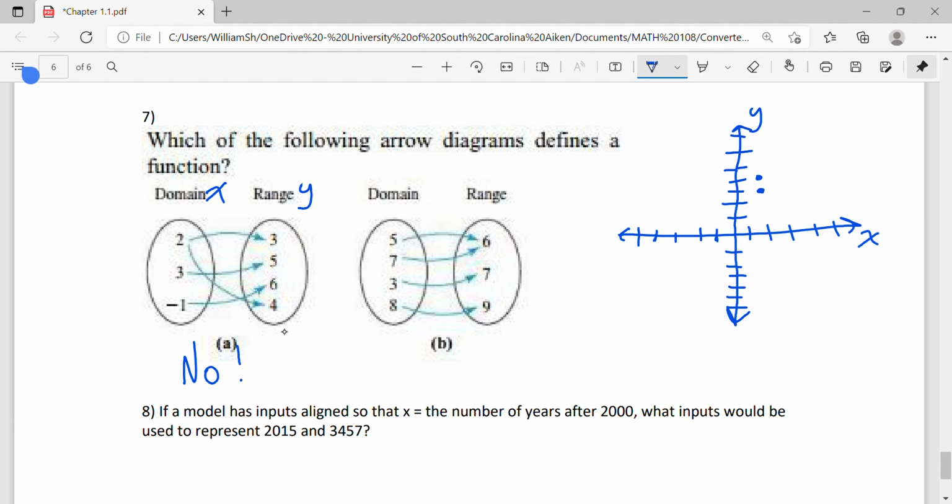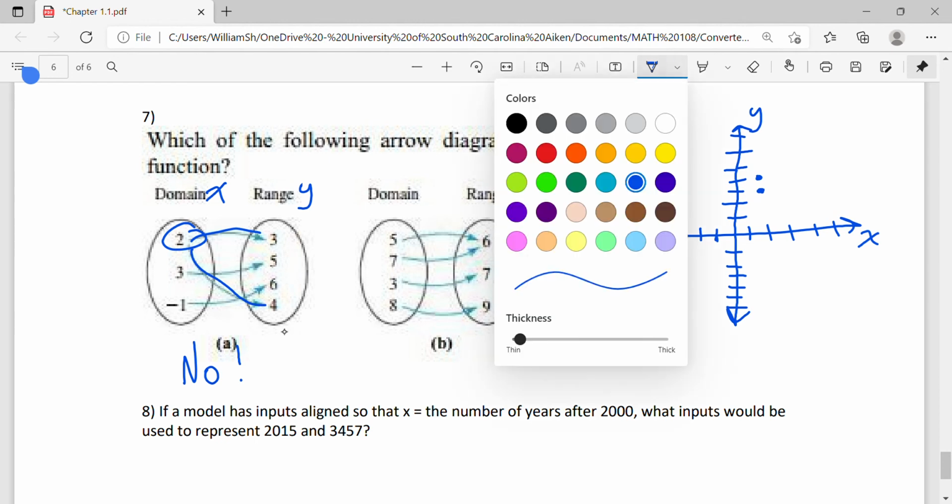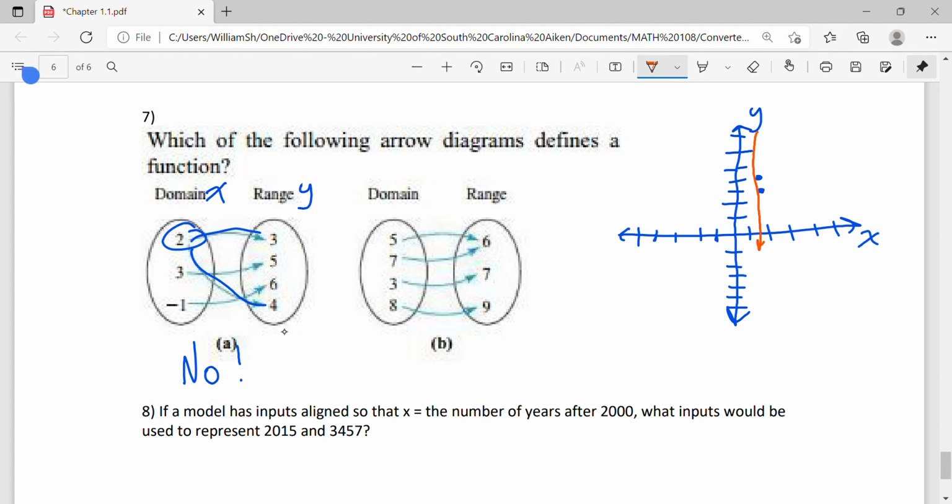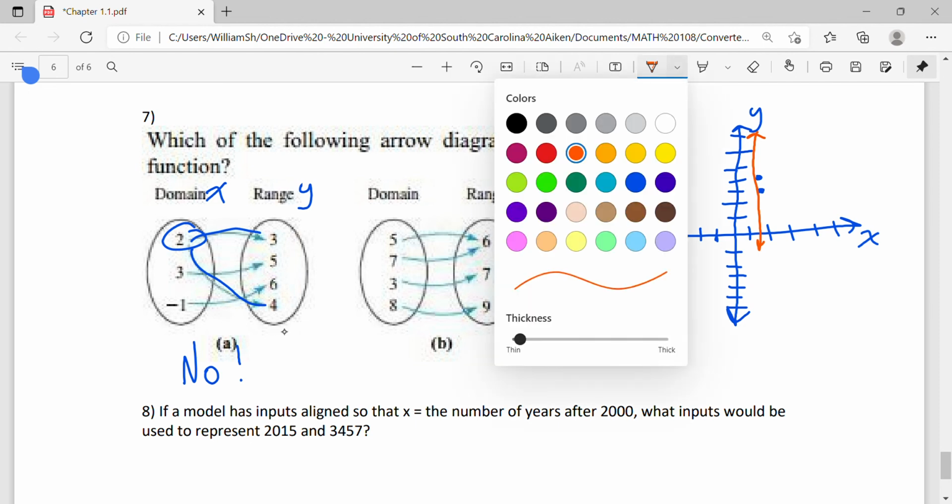Because in just graphing those first 2 points, the 2, 3 and the 2, 4, I notice if I draw a vertical line here, I'm immediately going to have an issue. So remember, I can't repeat my x's here if I want y to be a function of x.